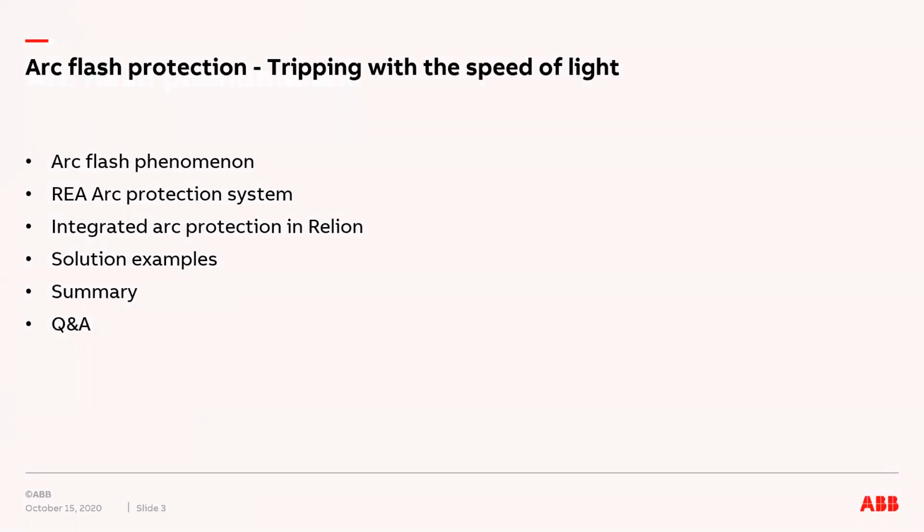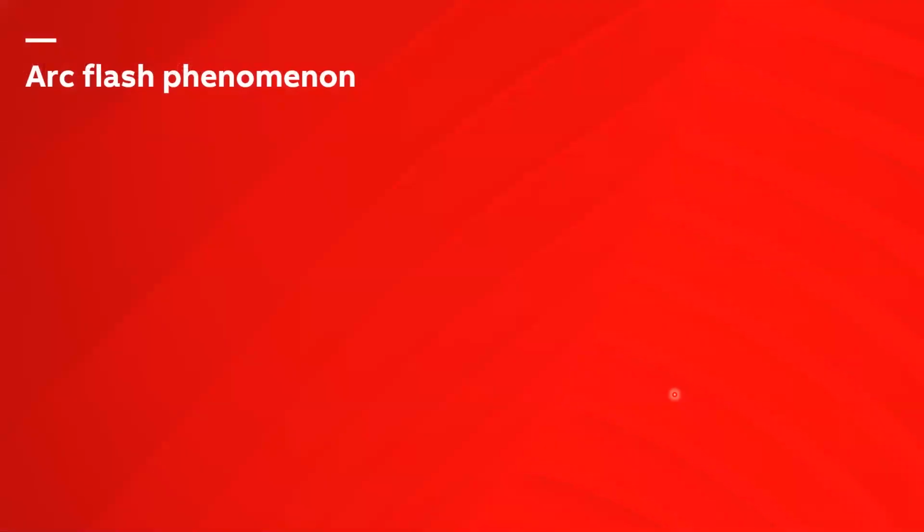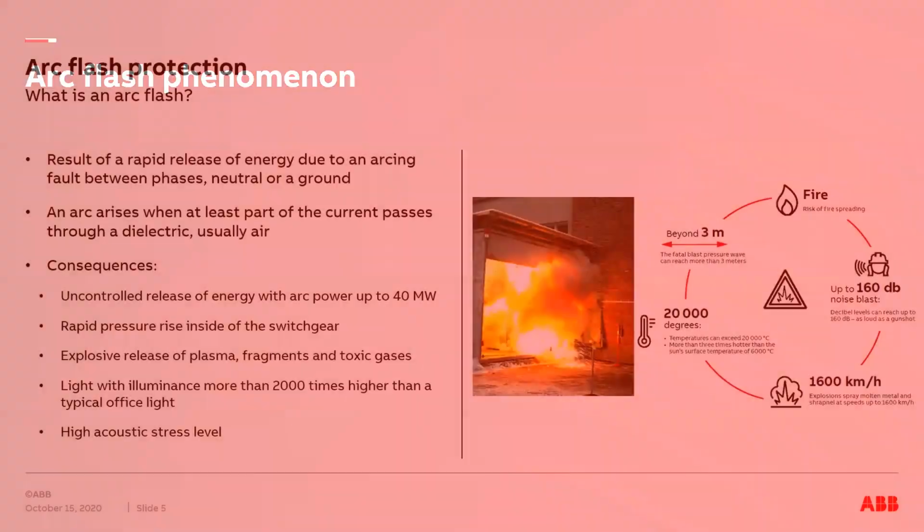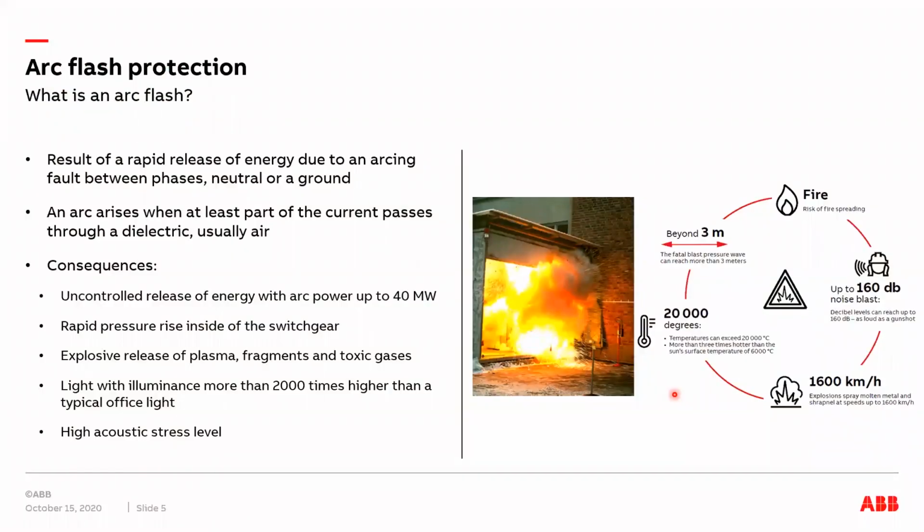So let's get started looking at the arc flash phenomenon. So what is an arc flash? In short, it's an explosion. It's a result of a rapid release of energy due to an arcing fault, which can occur between phases, or phase to neutral or ground. An arc arises when at least one part of the current passes through a dielectric, which is usually air.